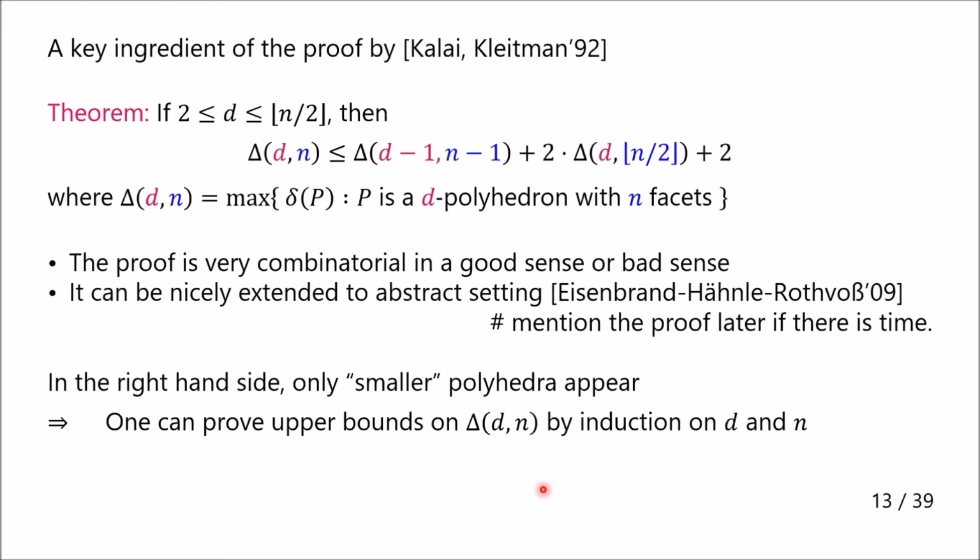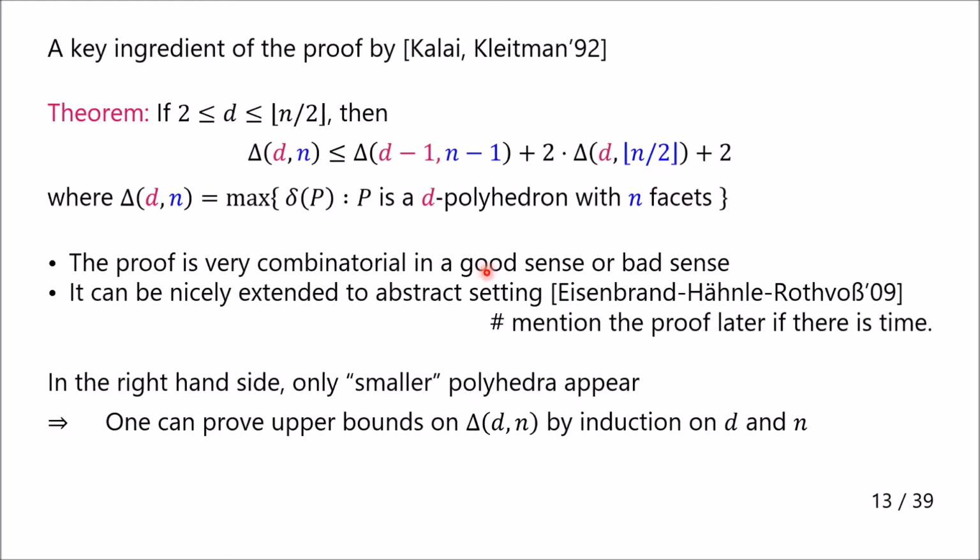Okay, and I would like to introduce a useful theorem provided in the work by Kalai and Kleitman. Here is the statement. If this condition is satisfied, then one has this relationship. Roughly speaking, it says that when n is sufficiently large, delta d n is bounded from above by a linear combination of those for smaller d and smaller n.